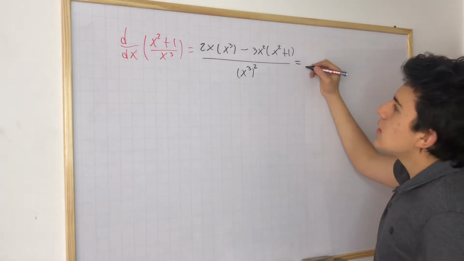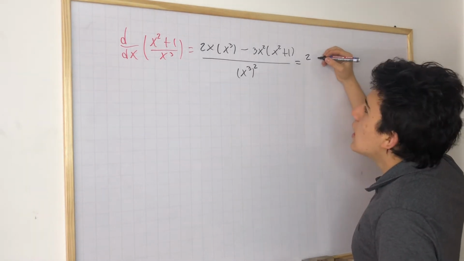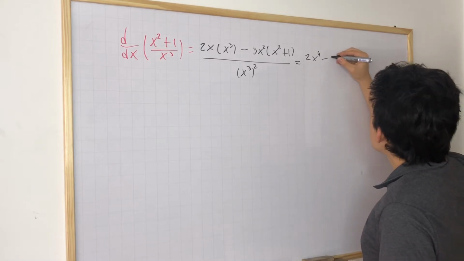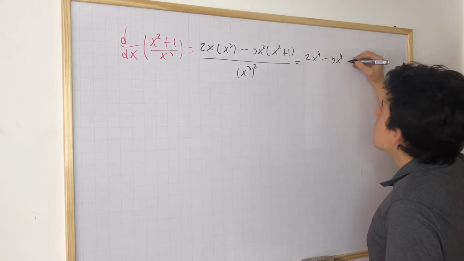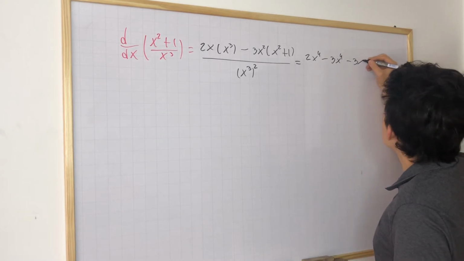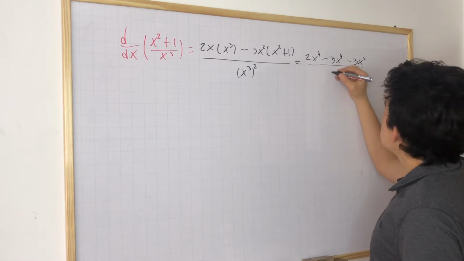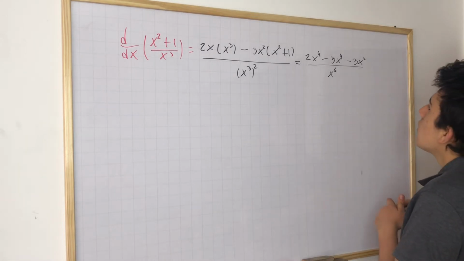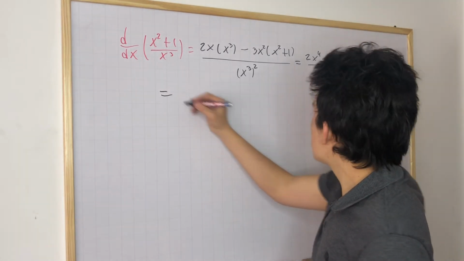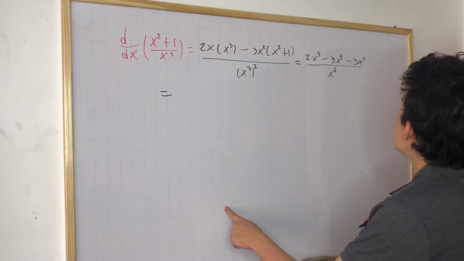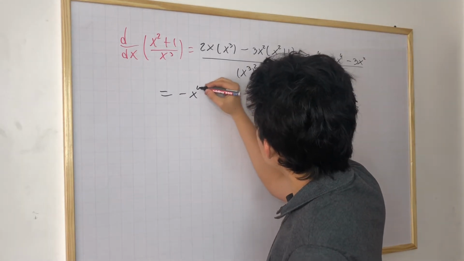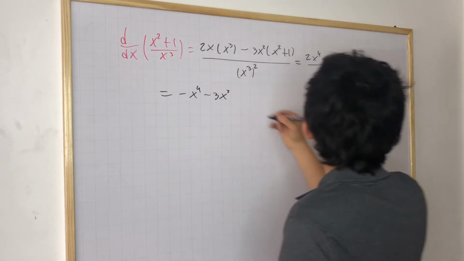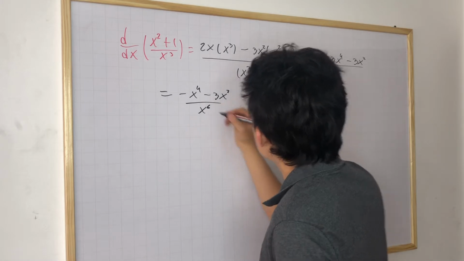So now let's see how much this gives us real quick. So we're gonna have 2x to the fourth power plus 2x, minus 3x to the fourth power minus 3x squared, all divided by x to the sixth power. And now this is just gonna give us, real quick, negative x to the fourth power minus 3x to the second power, all of these over x to the sixth power.